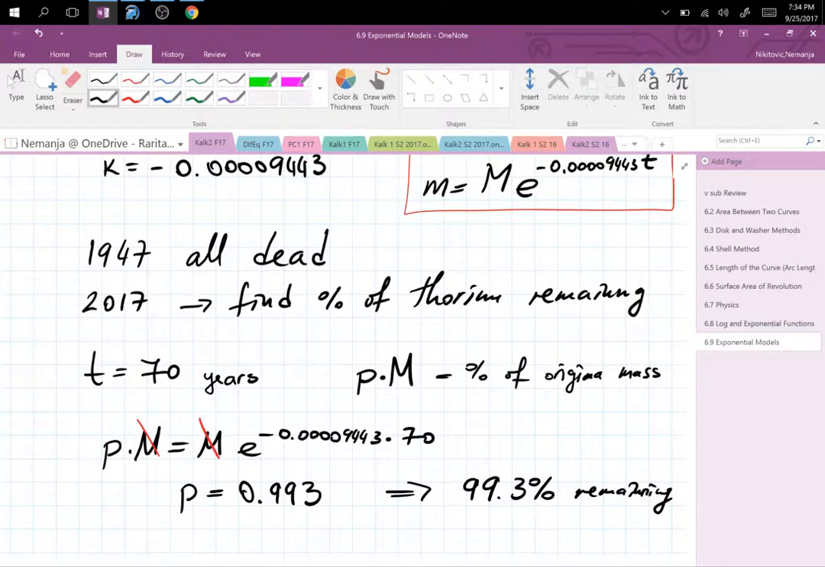You will use the half-life to figure out K, and then you will plug in to find the percent, right? The percent would say 70% left or whatever, and you can calculate the T. So all of these problems readily calculate.